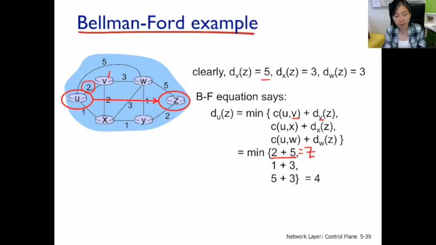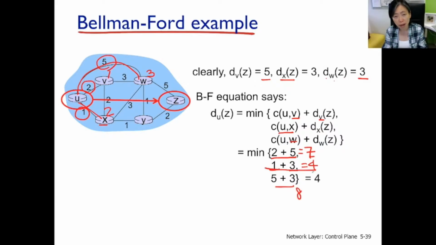Second neighbor, x. The link cost from the source to x is 1, and dxz is reported as 3. So this is 4 here. Wow, nice. Third neighbor, w. The link cost is 5, and dwz is 3. So together, 8. So obviously, 4 is the minimum value.